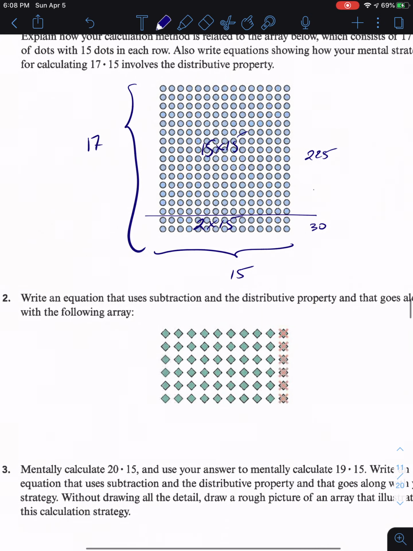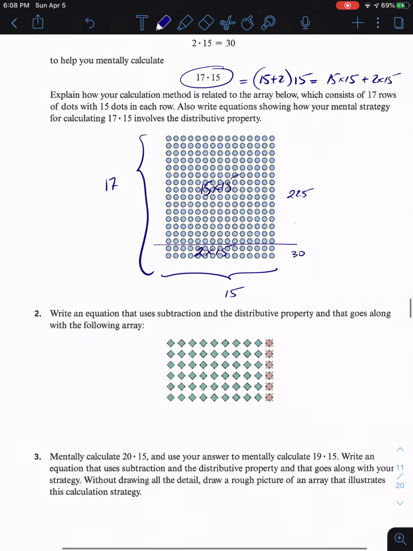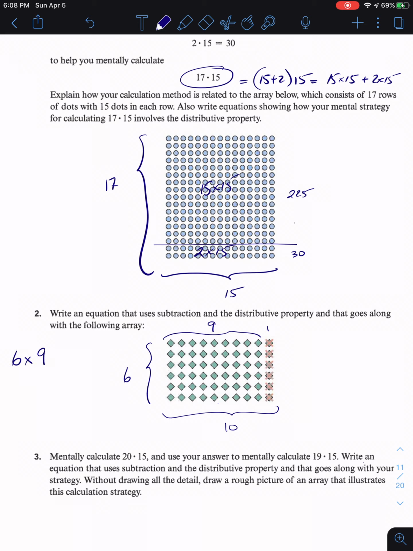Same idea can happen with subtraction. So let's see, what is this? This is 6, and this is 10. That's 1, and this is 9. So interesting. So they have things crossed out. So I think it would make sense that they're trying to figure out what 6 times 9 is. But that may be something that kids don't remember.